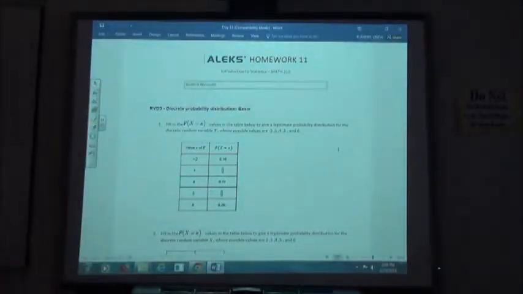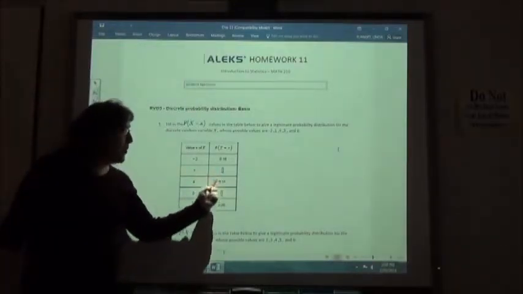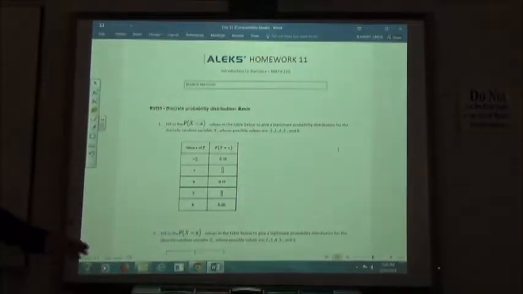First one, they're talking about the discrete probability of a distribution. What they want you to know is if I have a distribution, the total probability always has to equal 1 because it's 100%. So they want you to fill in two possible answers that you could put in for these values so that everything would add up to 1.